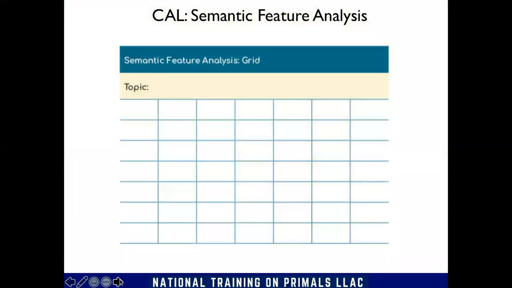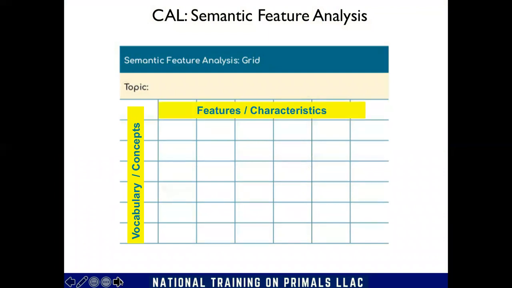Semantic feature analysis is an excellent strategy for vocabulary and concept development across the curriculum. This strategy uses a grid to help students explore how sets of things are related to one another. You have the vocabulary or concept words on the x-axis and the important features related to the topic on the y-axis, or it's the other way around: vocabulary and concepts on the y-axis, and the features and characteristics on the x-axis.